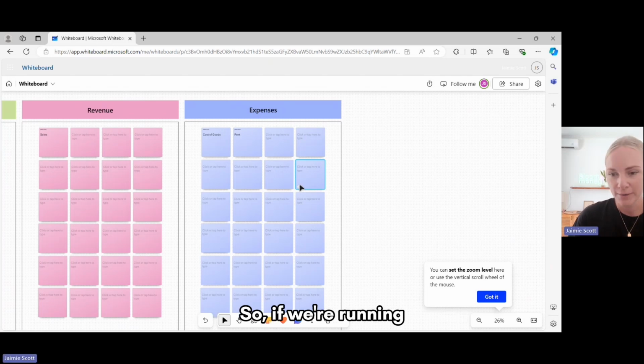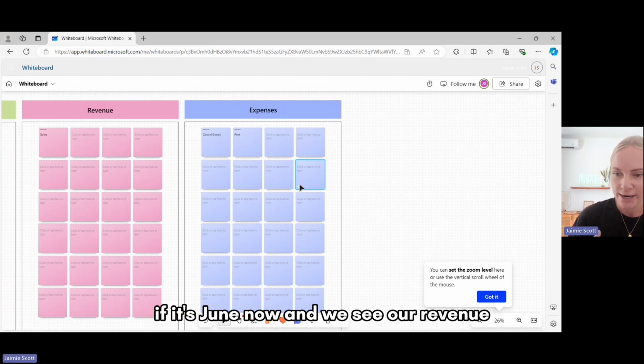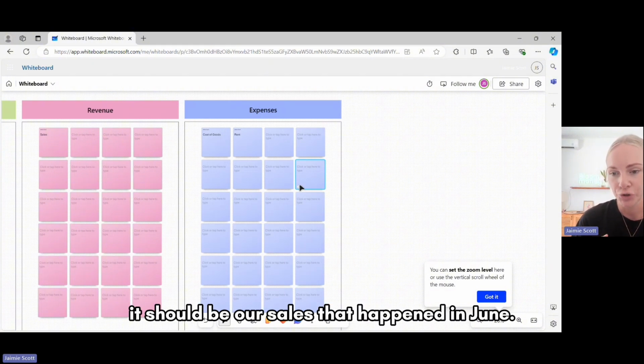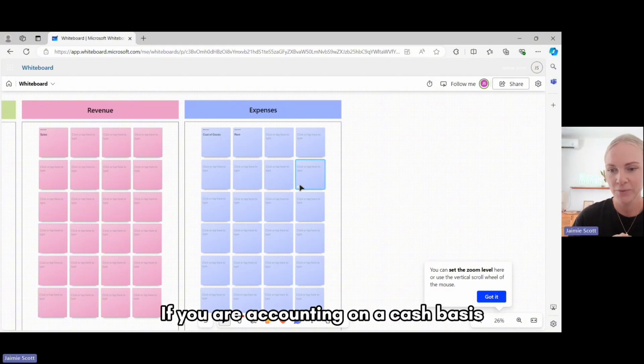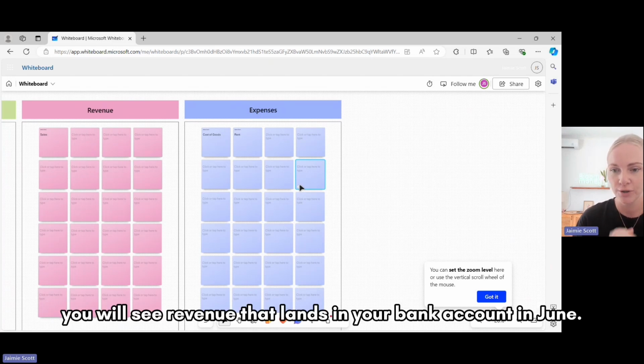So if it's June now and we see our revenue, it should be our sales that happened in June. If you are accounting on a cash basis, you will see revenue that landed in your bank account in June.